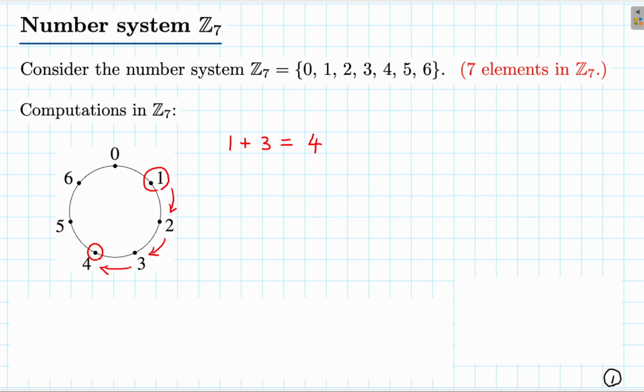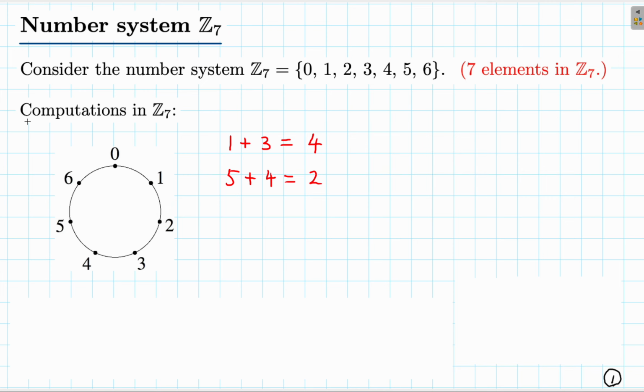To make it a little more interesting, let's do another calculation. This time, let's look at 5 plus 4. So how do we do 5 plus 4? Well, we start at 5, and we go 4 units clockwise. 1, 2, 3, and 4. And therefore, 5 plus 4 is equal to 2. Now that's how we can add in this number system Z7.